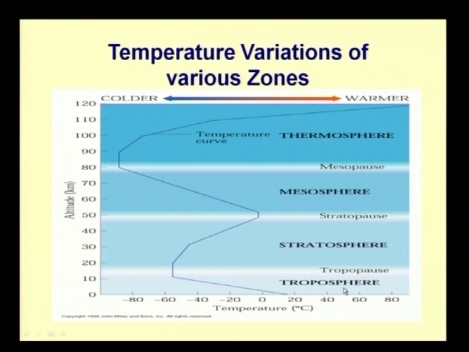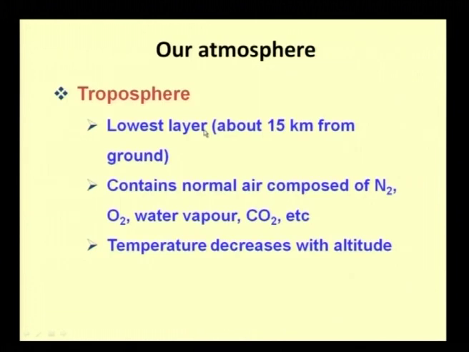Here, on the x-axis we take the temperature and on the y-axis we take the altitude. As we move within the troposphere, the temperature goes on decreasing, and there is a difference between the troposphere and the stratosphere: the tropopause, stratopause and mesopause. These are all the intervening spaces between two layers. The troposphere is the lowest layer, about 15 kilometers. It contains normal air composed of nitrogen, oxygen, water vapor, carbon dioxide, etc. And the temperature decreases with altitude.